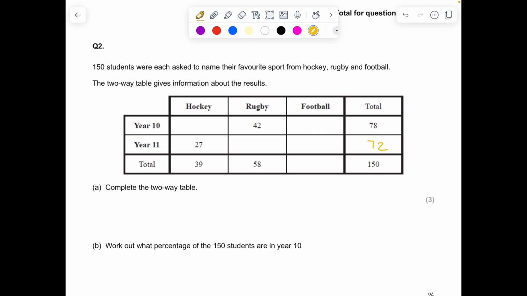So 72 here. Then I'll do 150, take away 39, and take away 58 to give me that this must be 53. Here, I'll do 39, take away 27, which gives me 12. Here, on this one, I'll do 58, take away 42, which gives me 16.